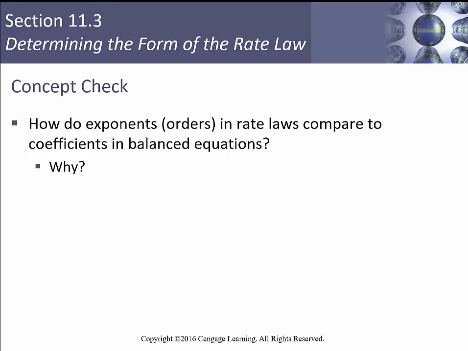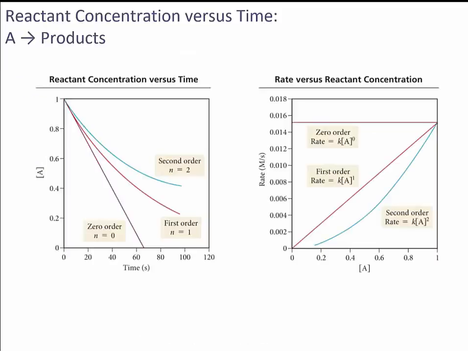You could have something that is 4A plus 2B goes to C and D, and that C and D are not going to show up in the rate law. The order for A might be 1 and the order for B might be 3, even though they have different stoichiometric coefficients in the balanced chemical equation. That's not necessarily relevant to the reaction orders.